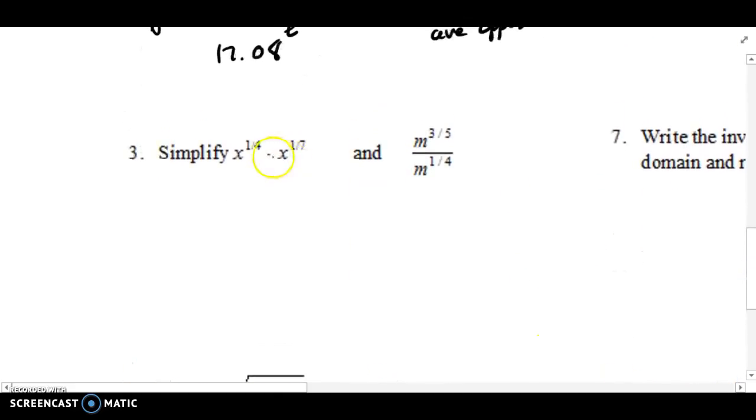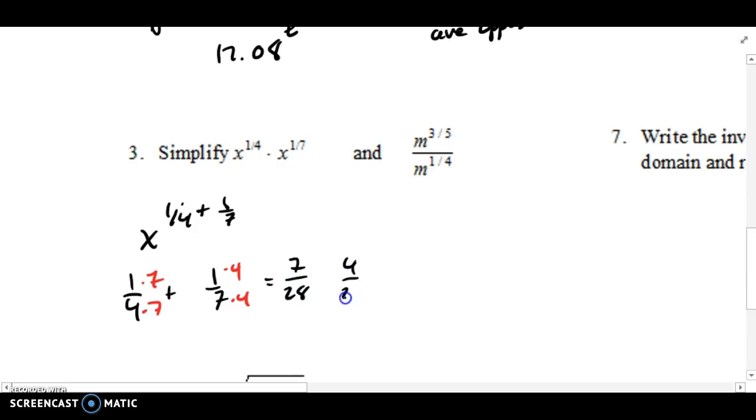So here we're going to simplify. When we're multiplying, we just add the powers. So it's just 1/4 plus 1/7. The issue is 1/4 plus 1/7 is kind of a hard one to do because we have to find common denominators. So we end up multiplying each one to get 28. So we're going to get 7 over 28 and 4 over 28. When I solve that, we're going to get 11. So this is going to be x to the 11 over 28.